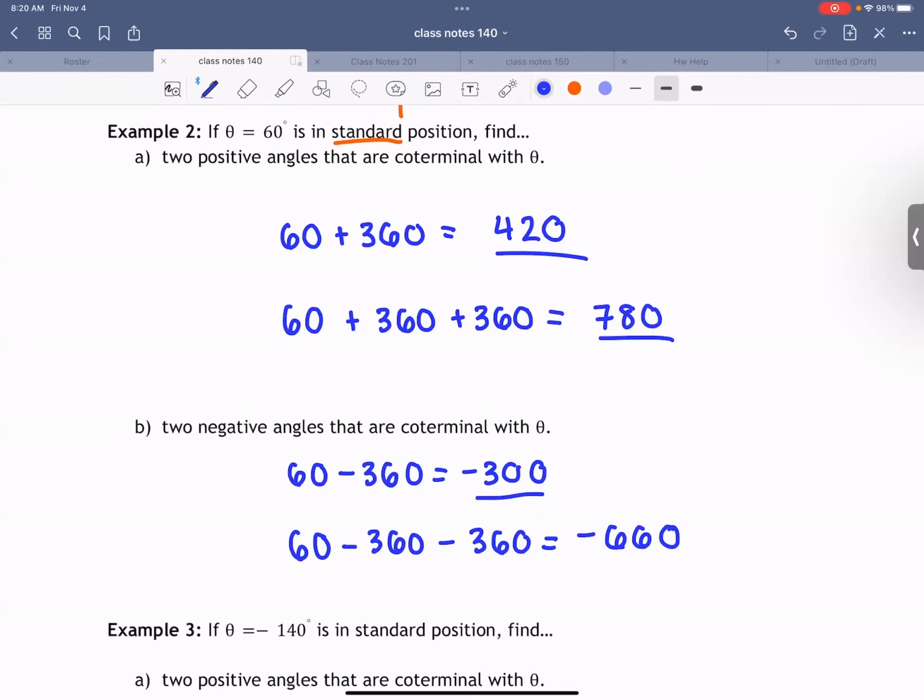All right, then why don't you give example 3 a shot? It's not too bad. I'll give you a few minutes to work on this and then we'll come back.